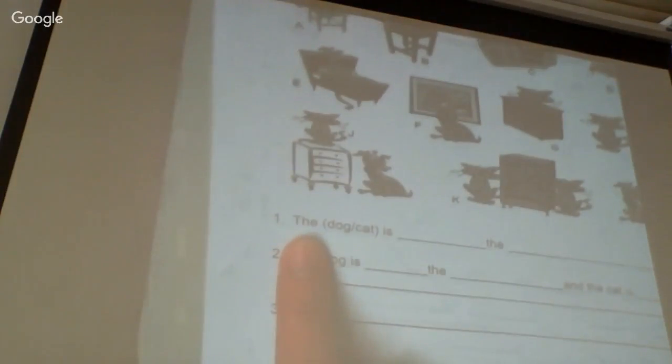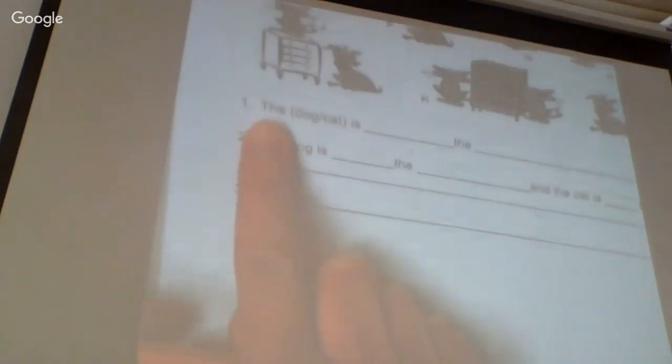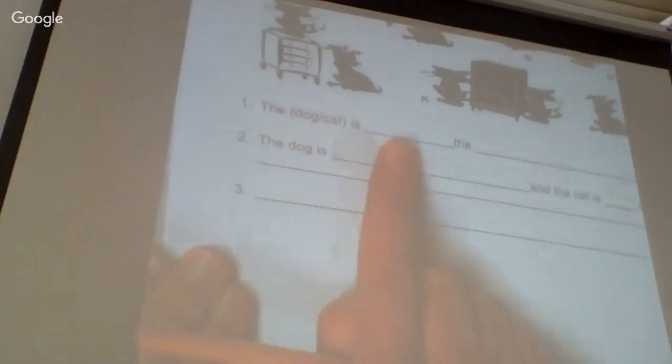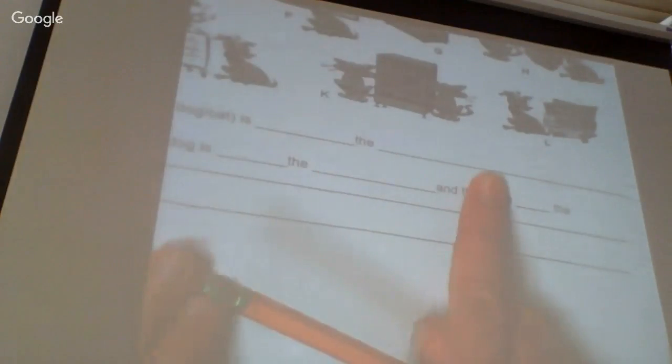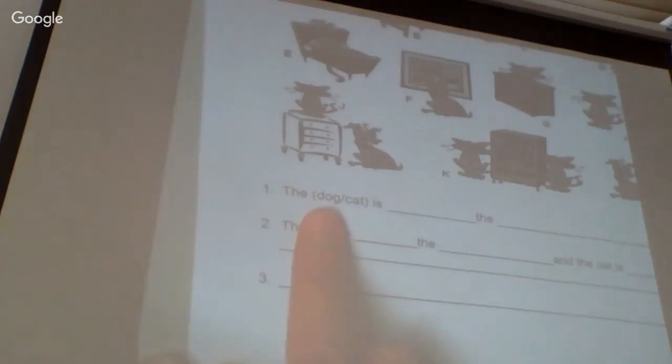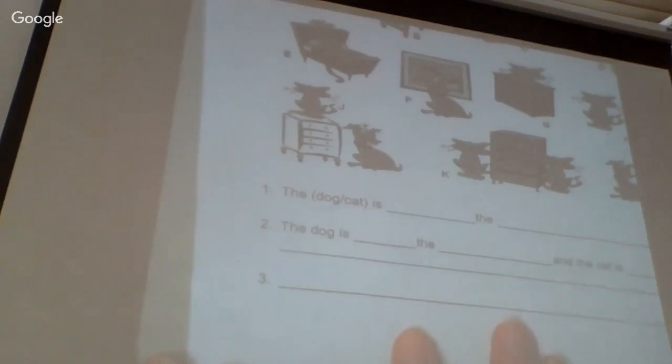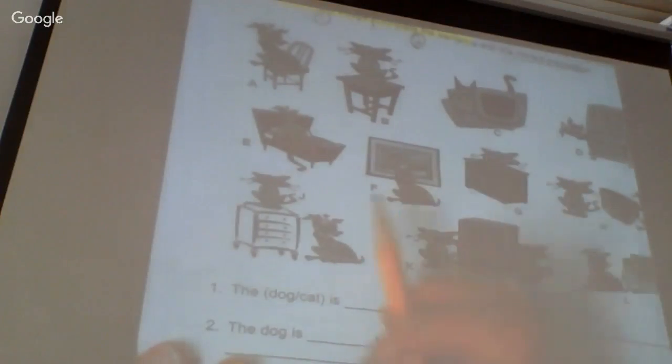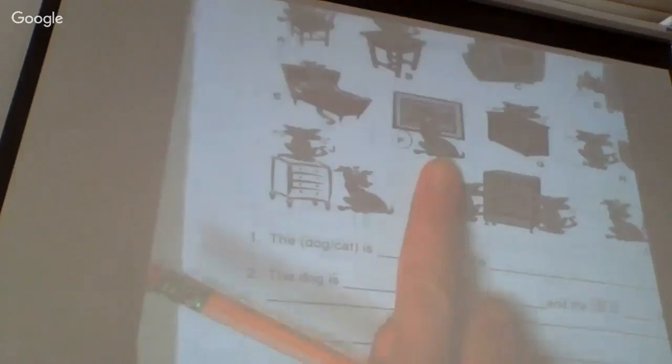The first thing I need to do is I need to read the sentence. The dog or cat is blank the blank. Okay? So what I'm going to do is I'm going to look in my picture and I'm going to choose either the picture with a dog or the picture with a cat. Okay? And I would like to choose the picture with the dog, F. I'm going to choose F for number 1. Okay? So in my sentence, I chose a dog picture.